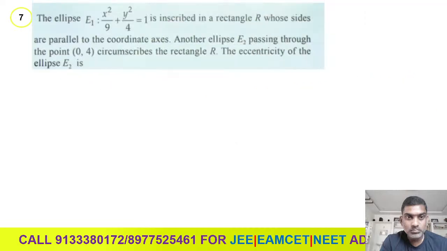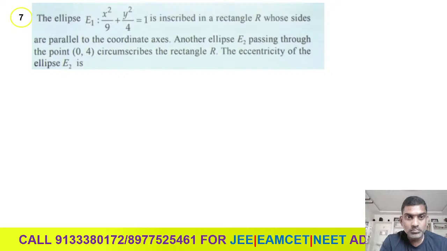Next question, students. The ellipse E1, x square over 9 plus y square over 4 equal to 1, is inscribed in a rectangle R whose sides are parallel to the coordinate axis. Another ellipse E2 passing through the point 0, 4 circumscribes the rectangle R. The eccentricity of the ellipse E2 is.